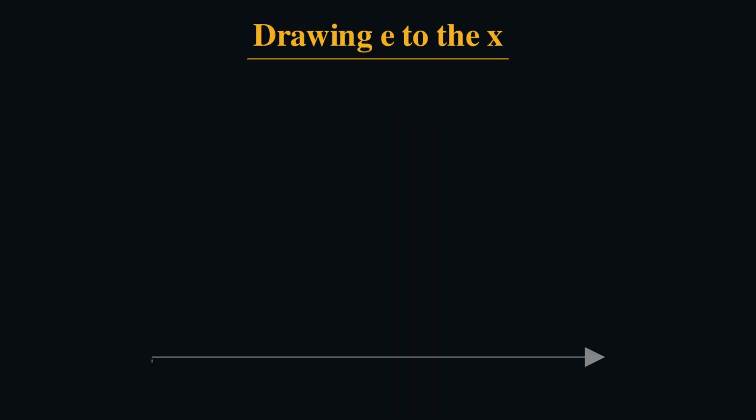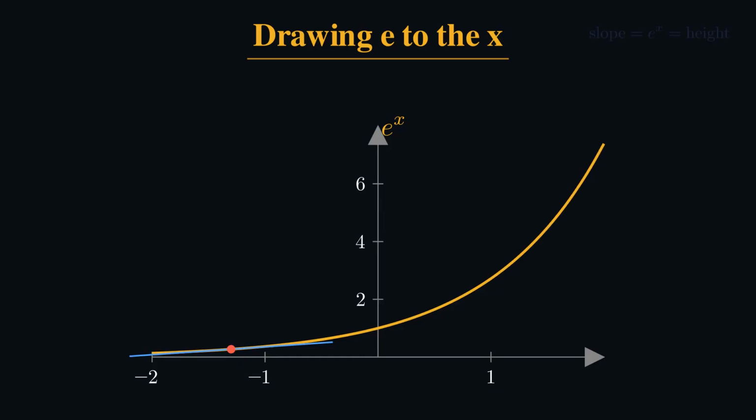Let us actually draw it. Here is e to the x. Now watch the slope. At every point, the steepness of the curve exactly equals its height. Where the curve is at 2, its slope is 2. Where it is at 6, its slope is 6. That is what it means for a function to be its own derivative, and it is unique to e.